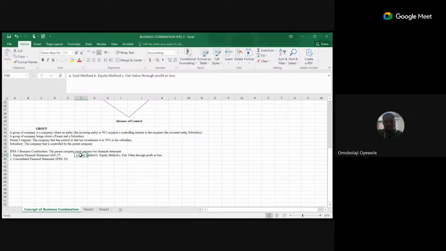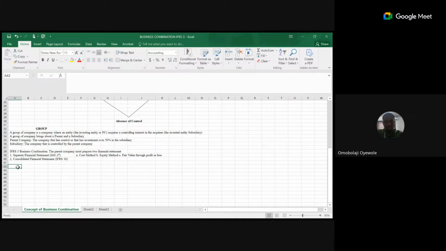So what is a separate financial statement? A separate financial statement is the financial statement of the parent company alone. It does not show a combination of both the parent company and the subsidiary. So according to IAS 27, the parent company must prepare a separate financial statement.